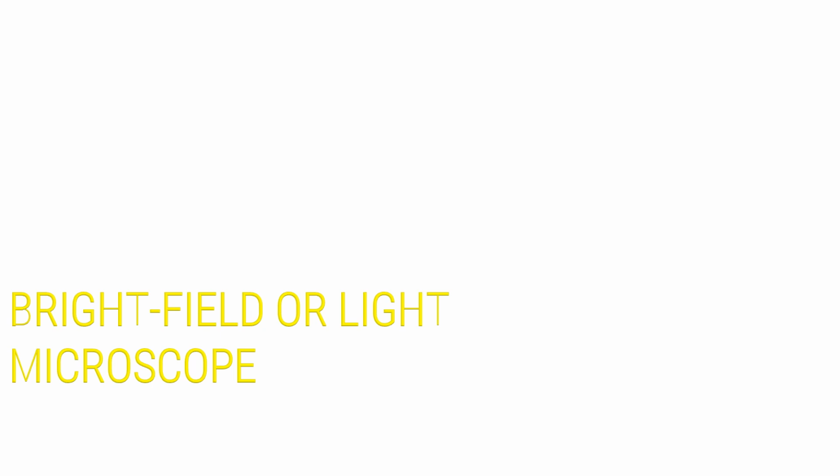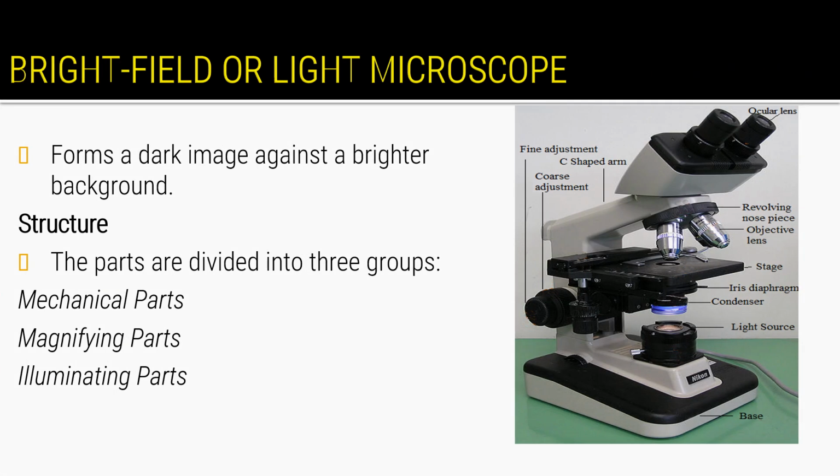First is the bright field microscope or the light microscope. This forms a dark image against a brighter background. In the structure, the parts are divided into three main categories. The first one is the mechanical part, the second one is the magnification part, and the third one is the illumination part.